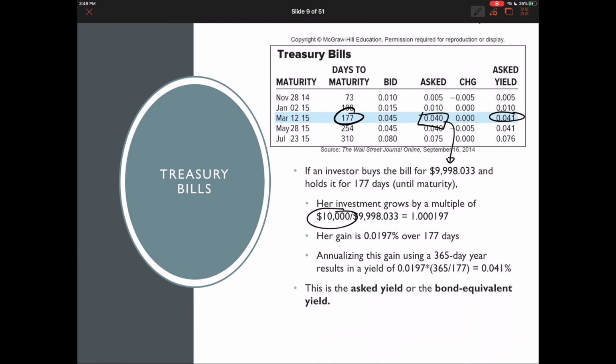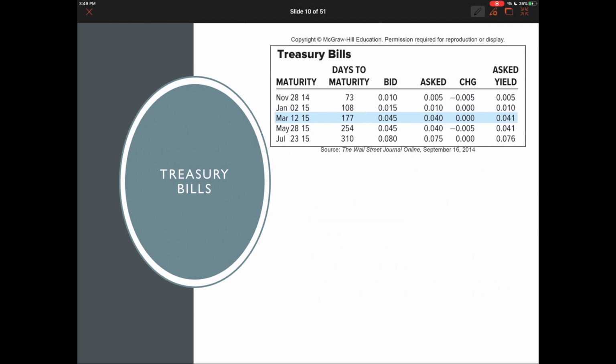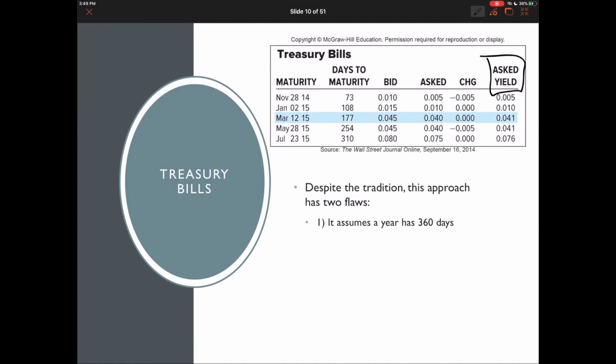Now, what we just calculated is what is called the asked yield, or the bond equivalent yield, and it's essentially what you would earn when you purchase it at that asked price and hold on to it until maturity. Now, the bank discount method has a long tradition, and despite this tradition, the approach has two major flaws. The first is that it assumes a year has 360 days. When we calculated the asked yield, we adjusted it to 365 days because we know that's how many days are in a year. And we'll discuss here why it assumes a year has 360 days.